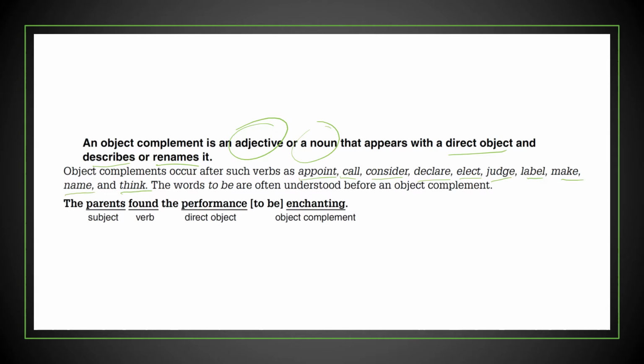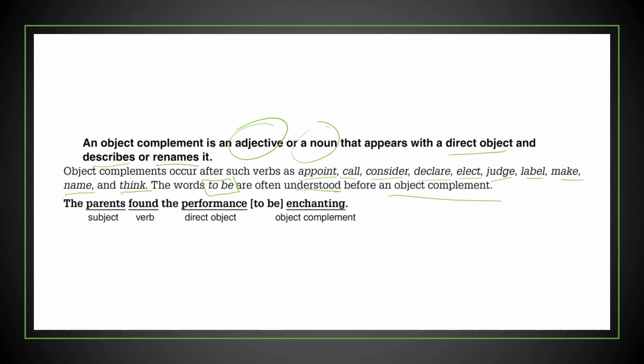of course. The words to be are often understood, like the understood you. There is the understood to be. It is not mentioned there explicitly, but it is there. That's why we say it is the understood to be before an object complement. So let's look at this example.